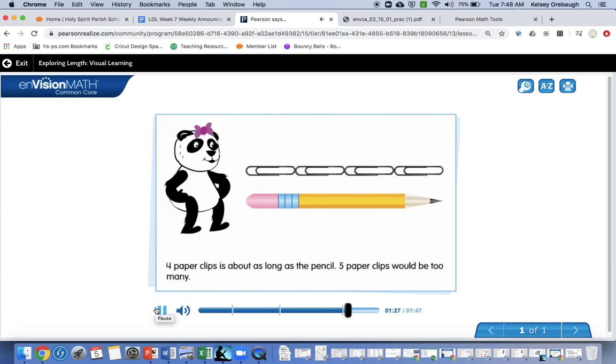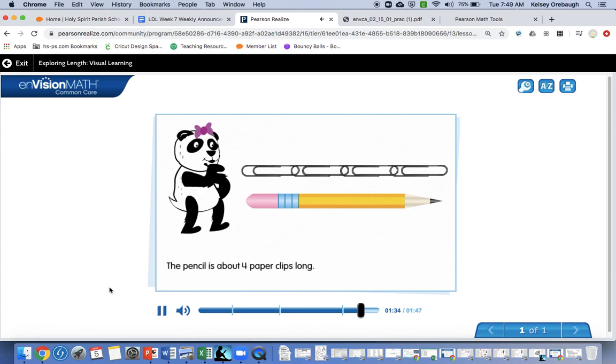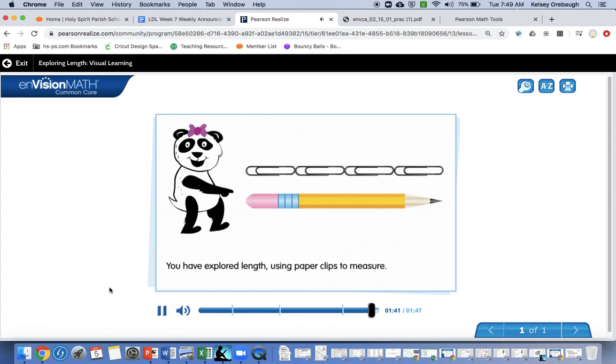4 paper clips is about as long as the pencil. 5 paper clips would be too many. The pencil is about 4 paper clips long. You have explored length using paper clips to measure.